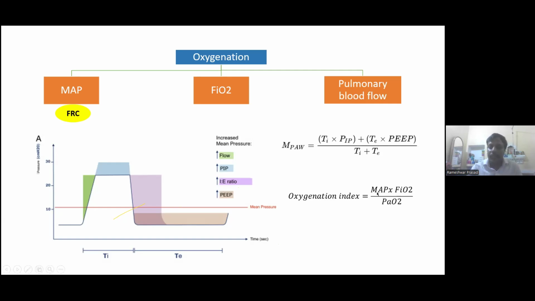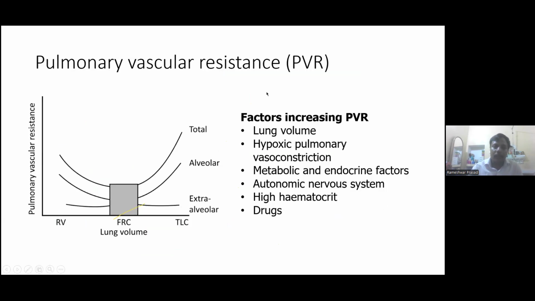And one index which is important for oxygenation is the oxygenation index. This is the product of your input value, that is MAP and FiO2, on which oxygenation depends, and your output value, that is PO2, for which you give these two things. Now, how pulmonary vascular resistance or pulmonary blood flow affects the oxygenation.